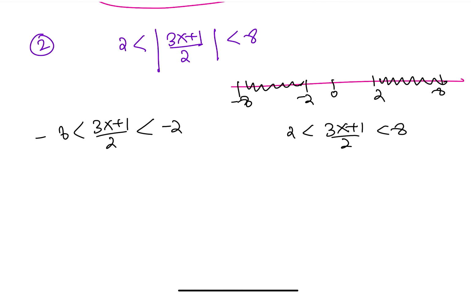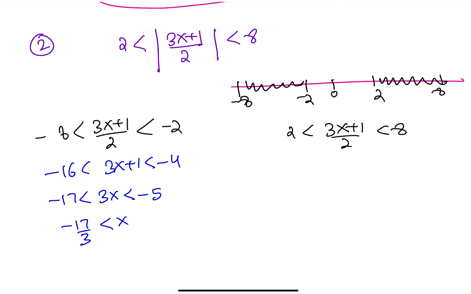To isolate the x, I have to multiply with the 2, which gives -16 less than 3x plus 1 less than -4. Now subtract 1. -4 minus 1 is -5. And I get -17/3 less than x less than -5/3. So that's one side of the solution.